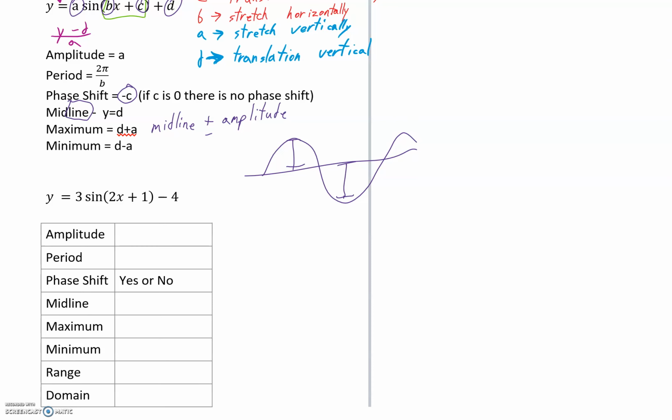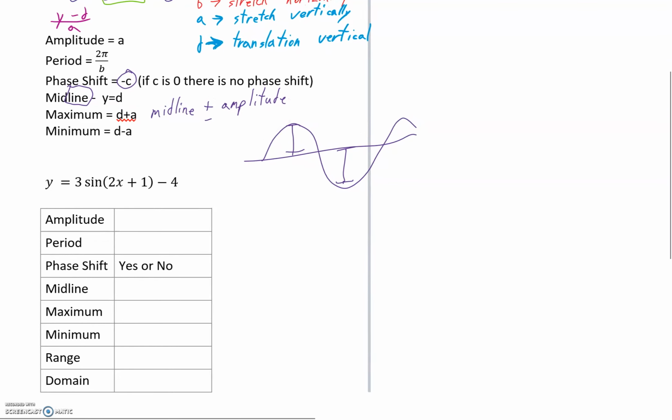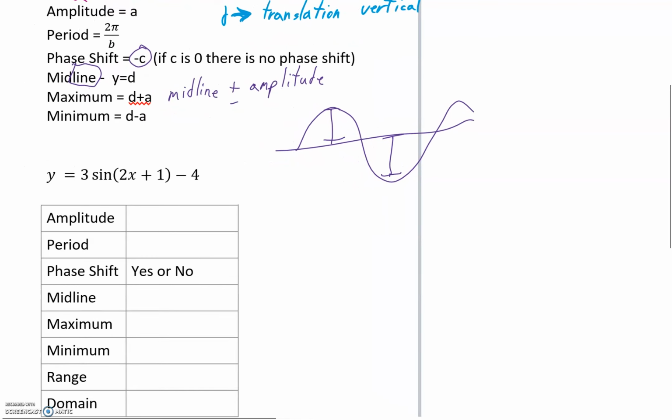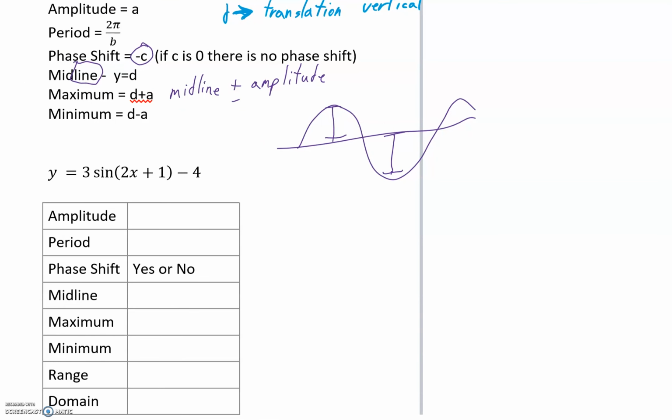All right, I'm going to try this out now. Maybe zoom in just a tad so that you can see what I'm doing. Amplitude is a. So where's the a value? It's right here. So amplitude is 3. The period is 2 pi over b, and b is the 2 here. So 2 pi over 2, canceling out the 2's, is just pi. That would be the new period.